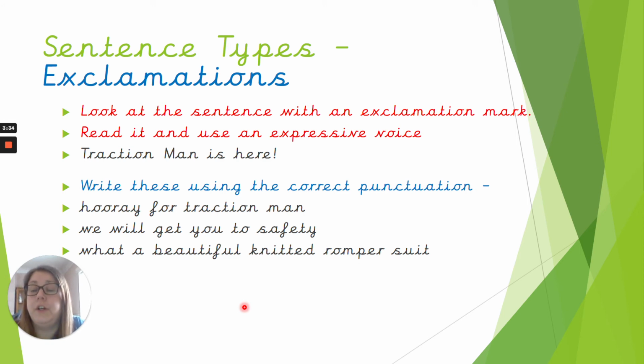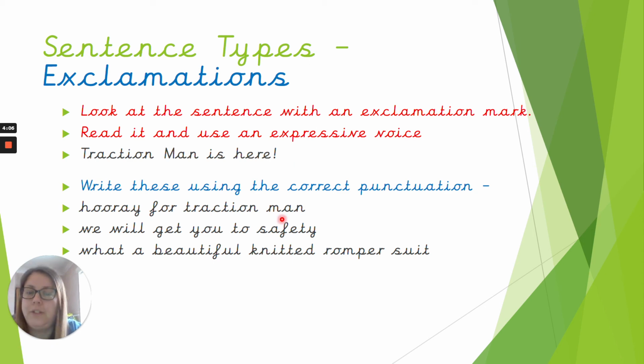So there also can be exclamation sentences. So where we've just done words, we're going to just have a go at some sentences. So look at this sentence here. Traction man is here. I want you to see if you can read it and maybe use an expressive voice. Did you say it? Traction man is here. Traction man is here. There are lots of ways we could say it using a different voice.